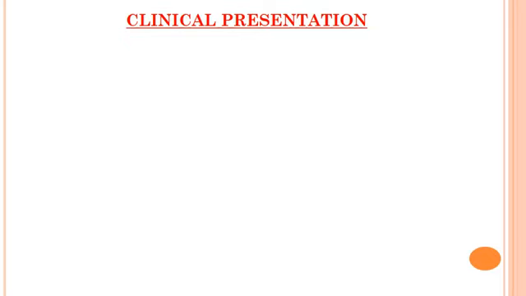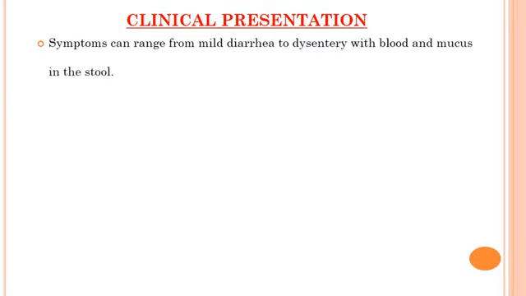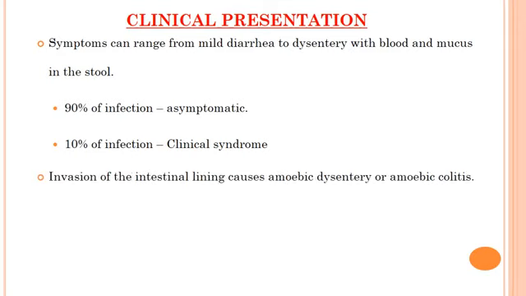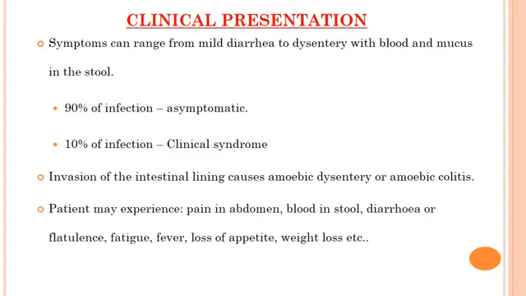Clinical presentation. Symptoms of amoebiasis can range from mild diarrhea to dysentery with blood and mucus in the stool. 90% of the infections are asymptomatic, only 10% present with clinical syndrome. Invasion of intestinal lining causes amoebic dysentery or amoebic colitis. Patient may experience pain in abdomen, blood in stool, diarrhea or flatulence, fatigue, fever, loss of appetite, weight loss, etc.